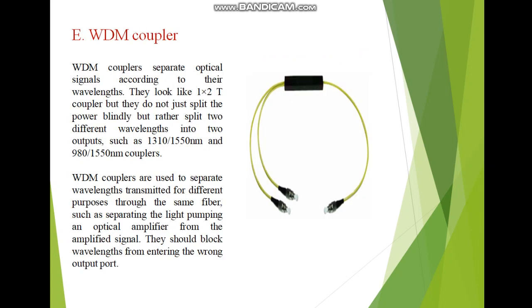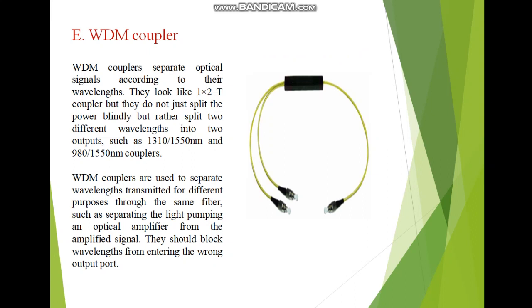So the next coupler is my WDM coupler, the wavelength division multiplexing coupler. So what does a WDM coupler do? It selects wavelength. Okay, all other couplers are not dependent on wavelength. They are wavelength independent. This is a wavelength dependent coupler. So WDM couplers separate optical signals according to their wavelengths. They look like a 1 cross 2 T coupler, but they do not just split the power blindly, but rather split two different wavelengths into two outputs.